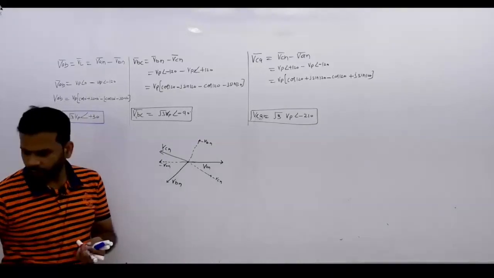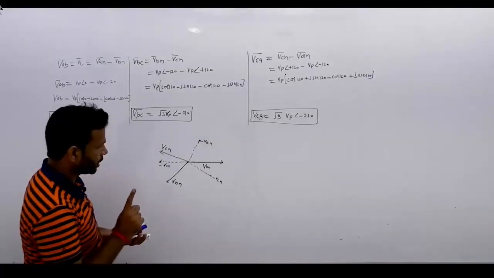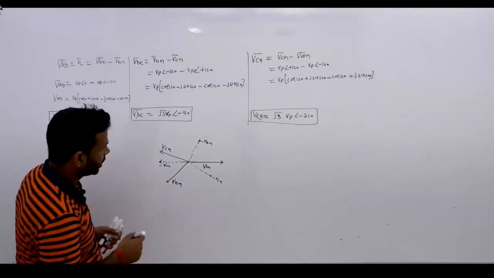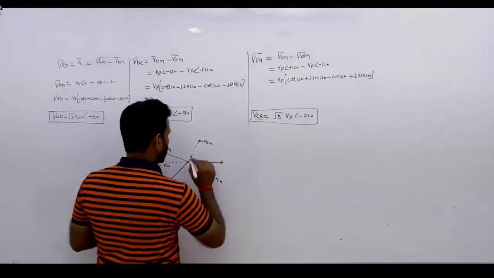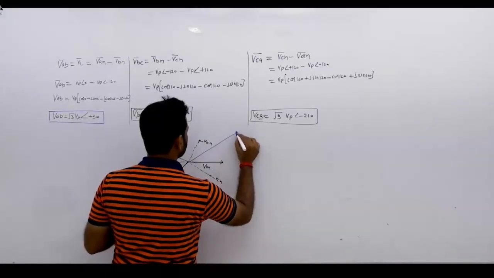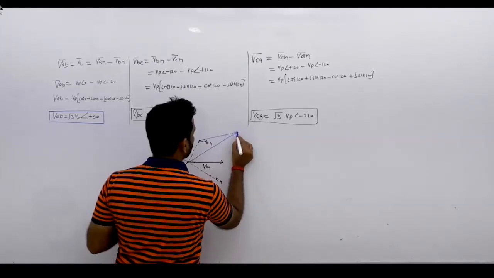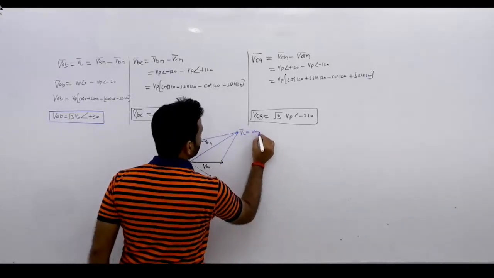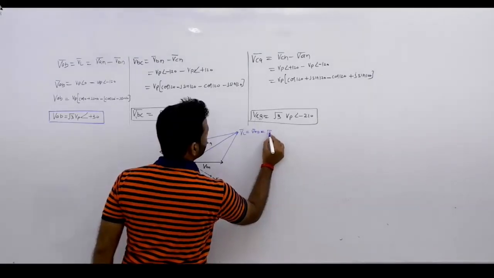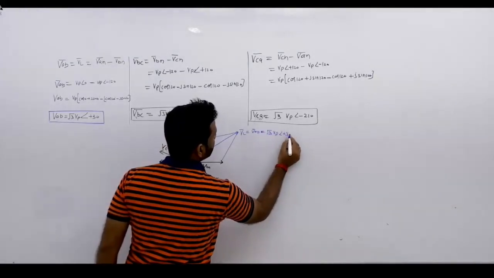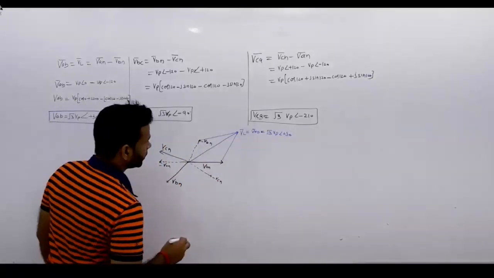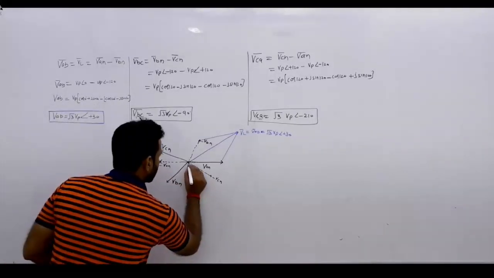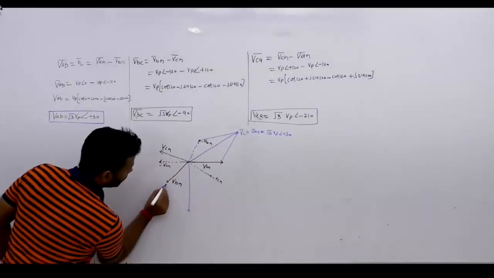Now what is the first line voltage? The first line voltage is VAB. Where is it? A is here and VAB is here. So it is this voltage. I'm taking this as the first line voltage, VAB, which equals root 3 VP angle plus 30 degrees. Similarly, I'm taking the second line voltage as VBC, where B and C are. So this is your second line voltage.